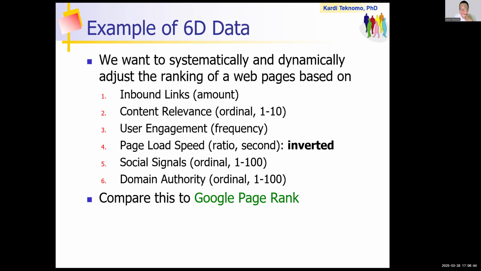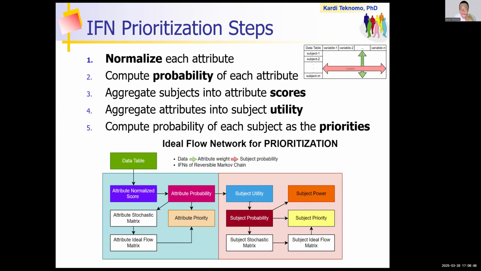Okay. So next is the steps to do IFN prioritization. You have the data table here. And then what you are going to do is first you normalize each attribute. So you make it into score.